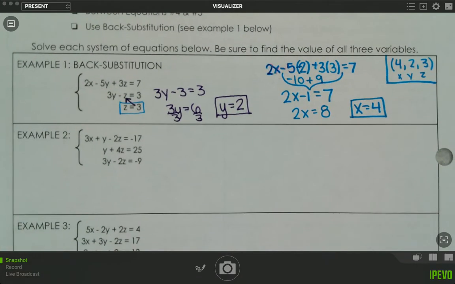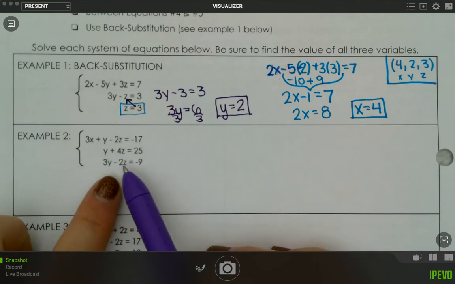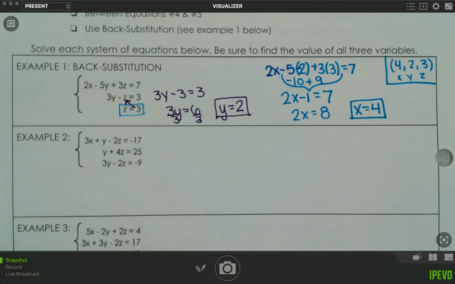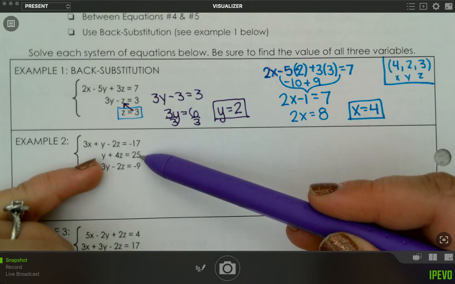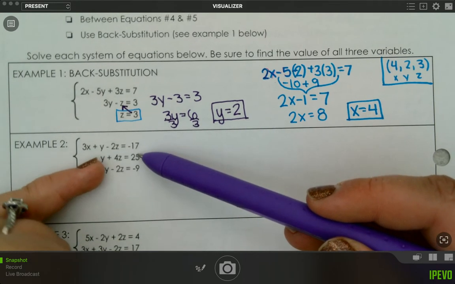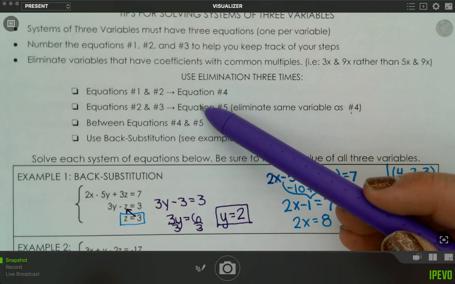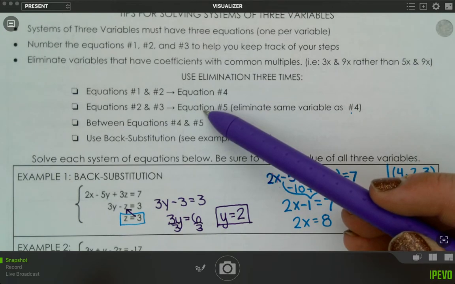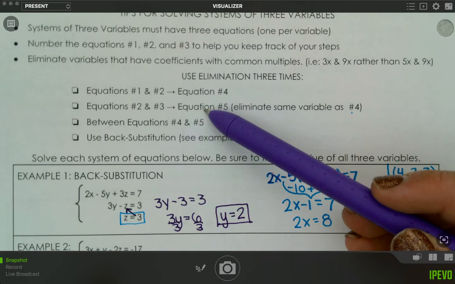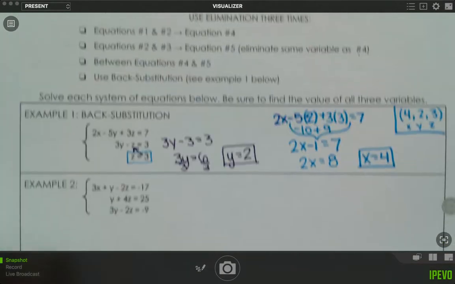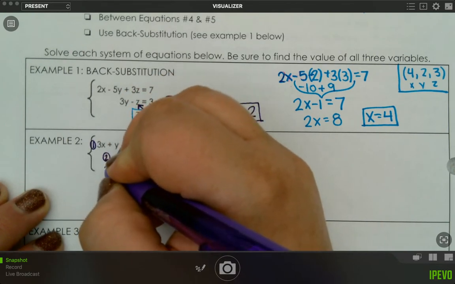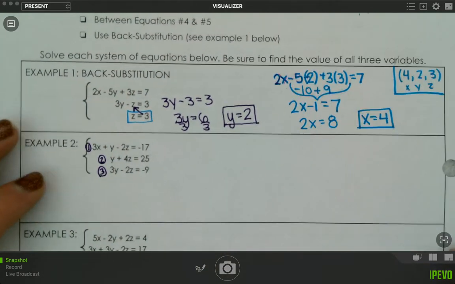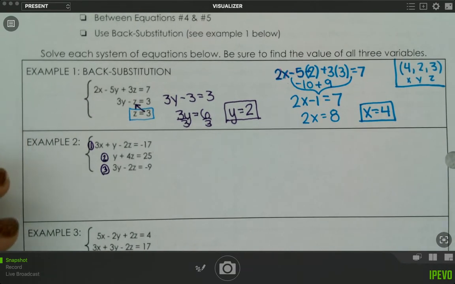Now let's do a system where we don't know what z is. So we have to eliminate a variable to start with, but if you notice, we already have two equations with only y and z. So what we're going to do is skip these two steps. We don't need these two new equations because we already have two equations with two variables. So we're just going to use elimination between these two, okay, between equations 2 and 3, and I want to either eliminate y or z.